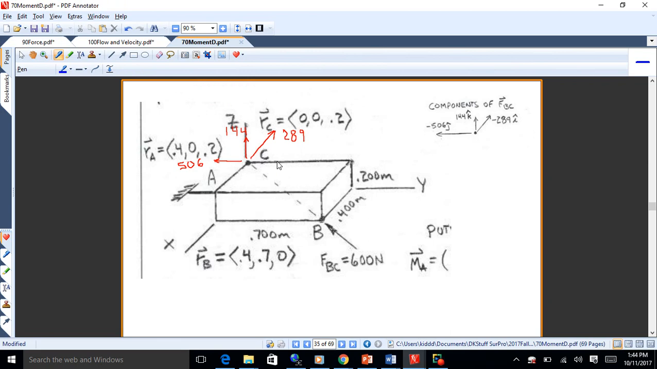What I've done there, on what I'm projecting, is show that force in its component form at C. So 289 is negative for the x, 506 is negative for the y, and 144 is the z. I've got it broken up into components because that makes it easier to see what the moment's doing, okay?